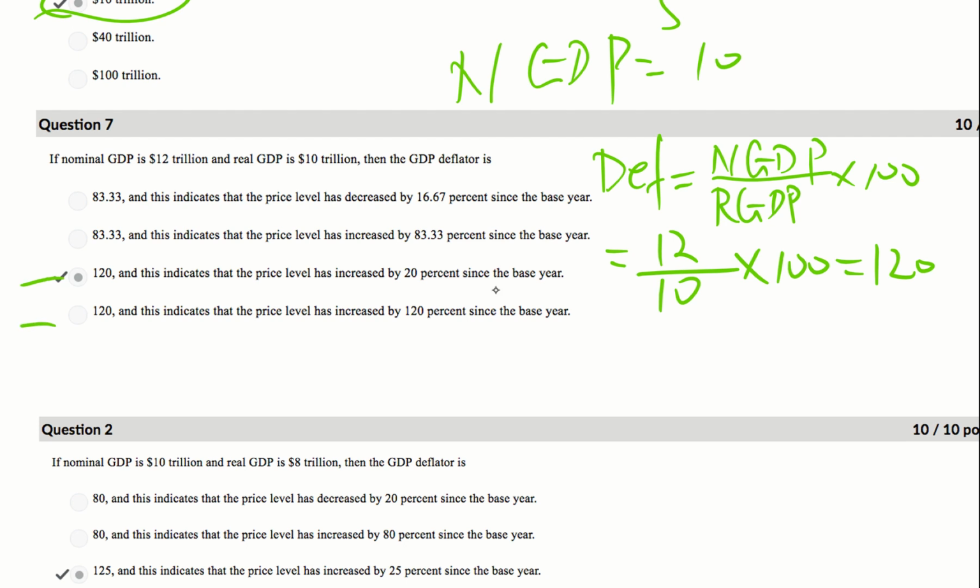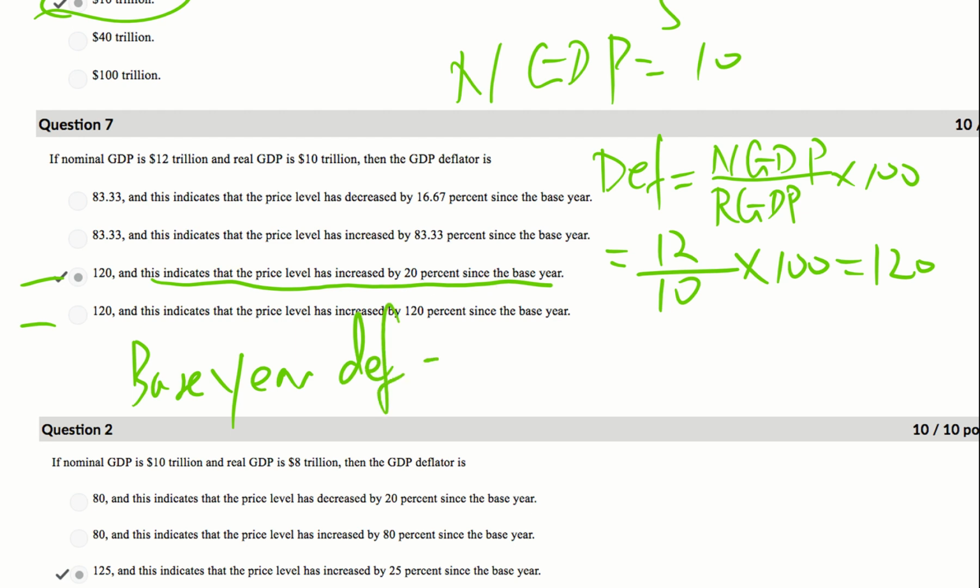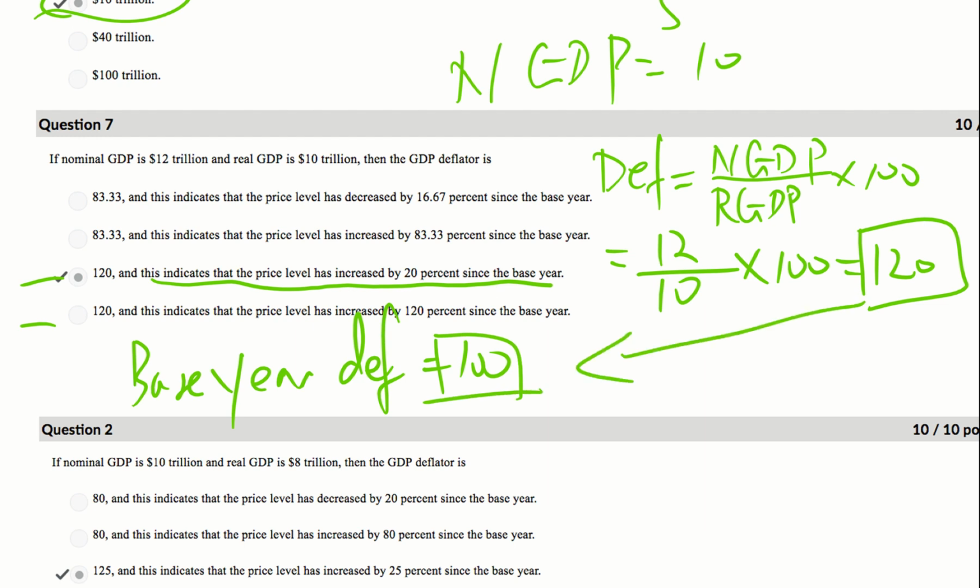Now it says this indicated the price level has increased by 20% since the base year. So remember this, your base year deflator is always 100. Right now the deflator is 120, and the base year was 100. So compare 120 to 100, it has gone up by 20%. Okay, so that's the answer. C is the answer.